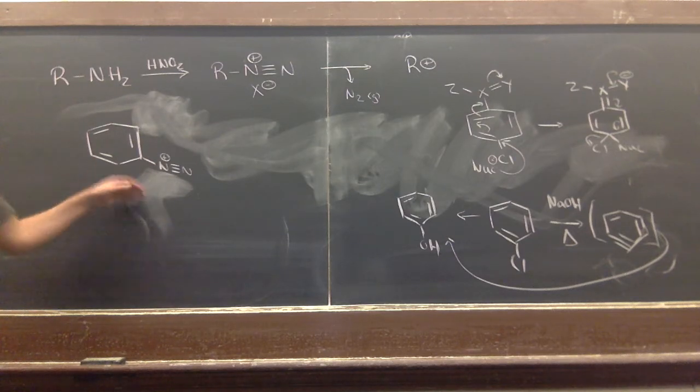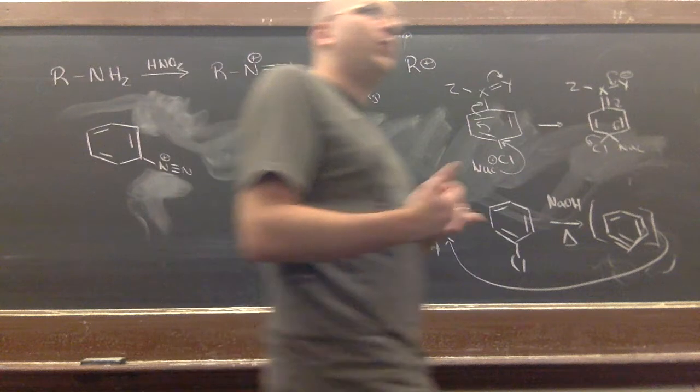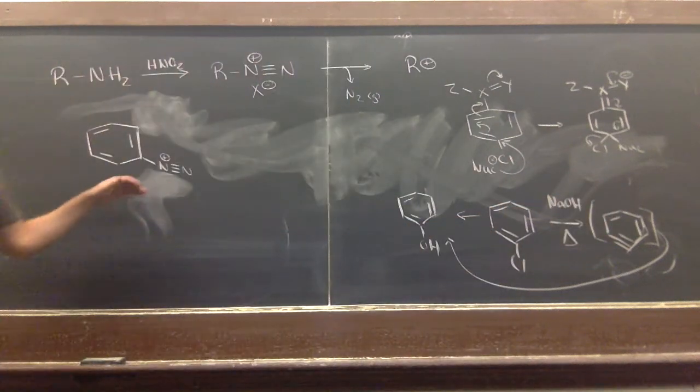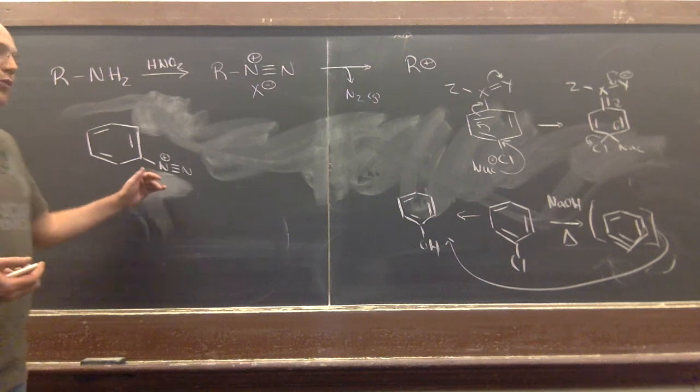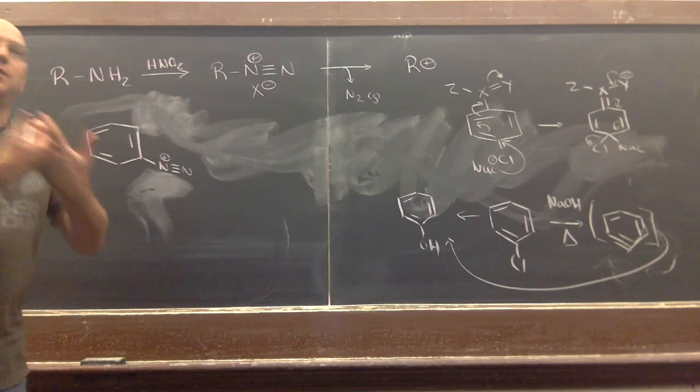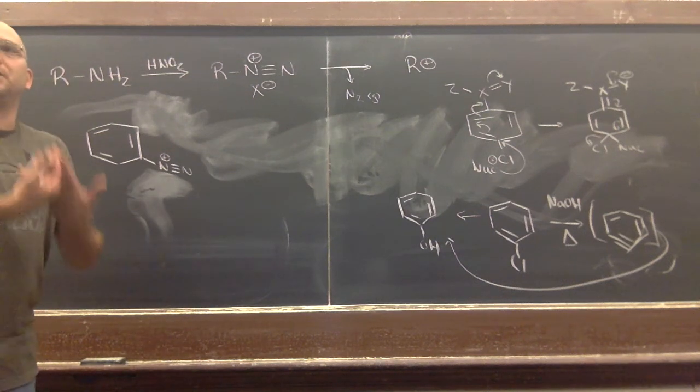If you read through your book, it will discuss a variety of different ways in which, once you generate this nitrogen as your leaving group, you don't need these extremes. This is such a good leaving group that you can just make it and treat it with various nucleophiles and it will simply displace this.